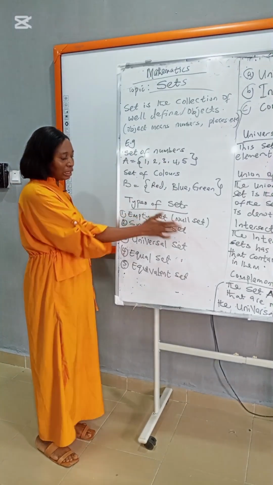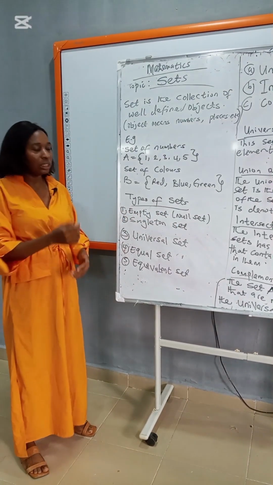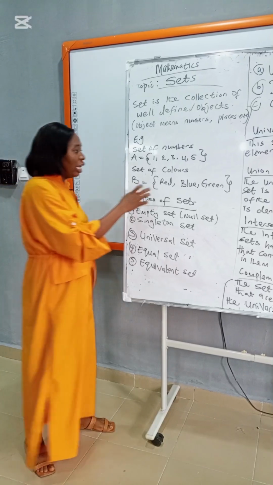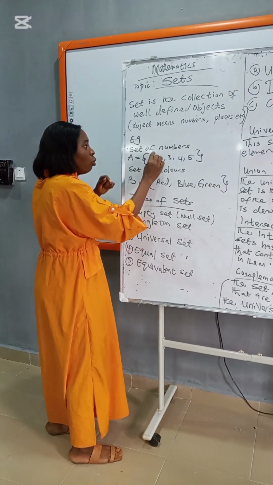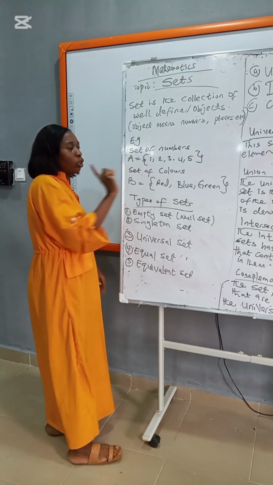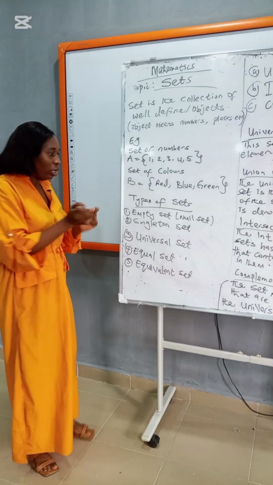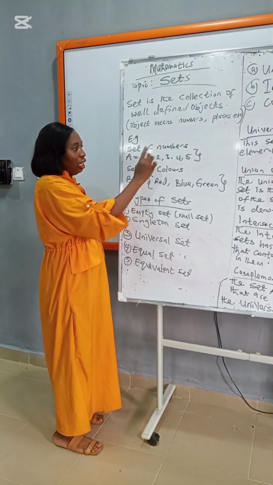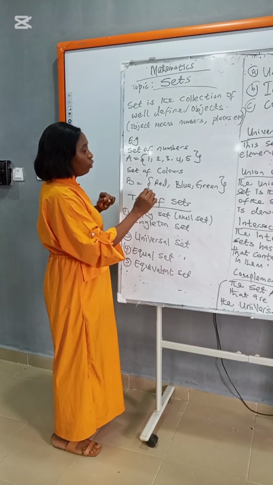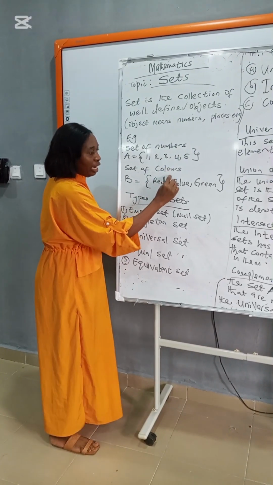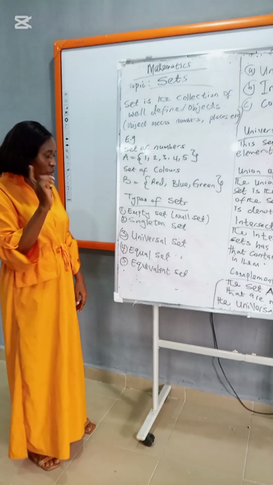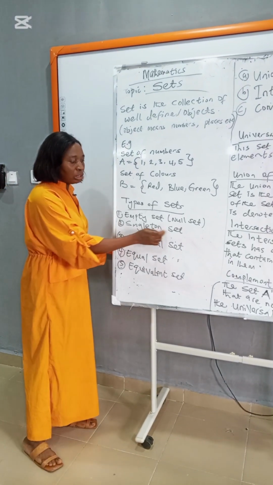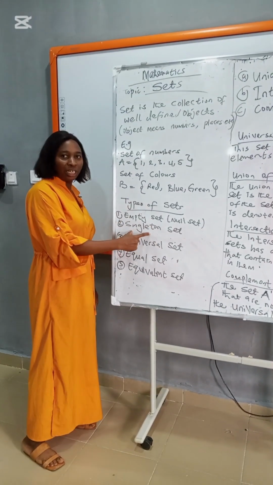So we call it what? An empty set. Now we have a singleton set. It means the element in that curly bracket, for it to be singleton, should just be one element. For example, I can have only red, then I close the curly bracket. So it means that element is just one, and we call it a singleton set, from the word single.